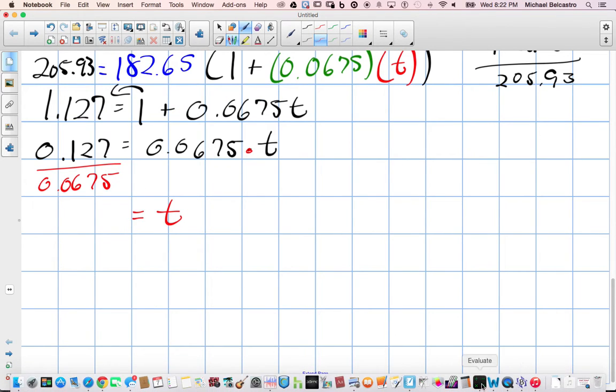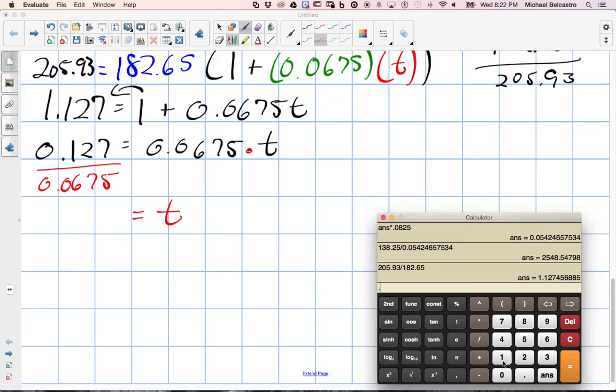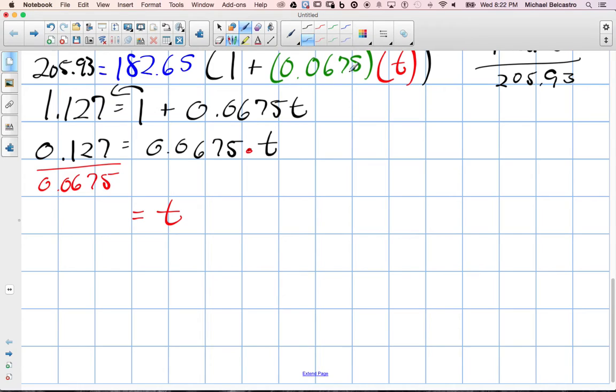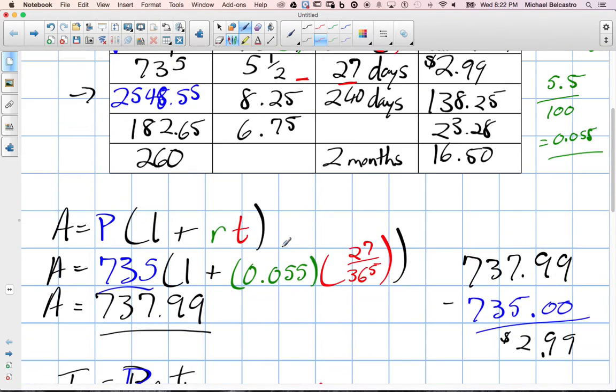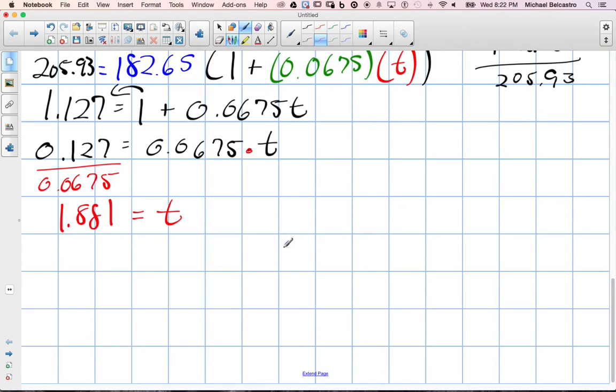So let's bring it out in our calculator here. 0.127 divided by 0.0675, and we get 1.881. Round it to that. 1.881. Now that is a very interesting amount. What does that mean for time?